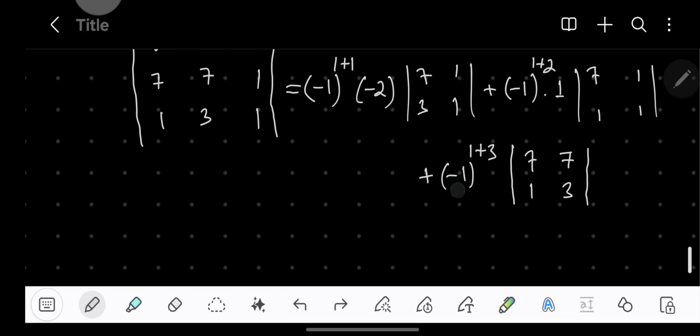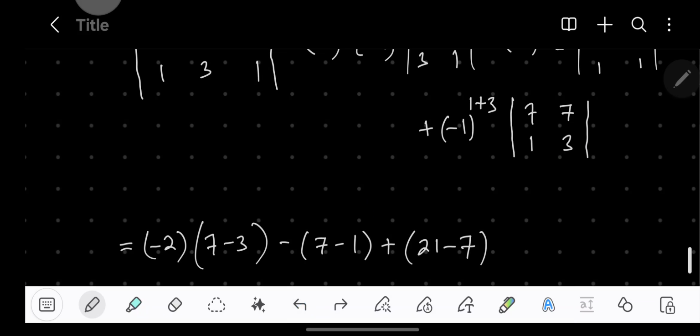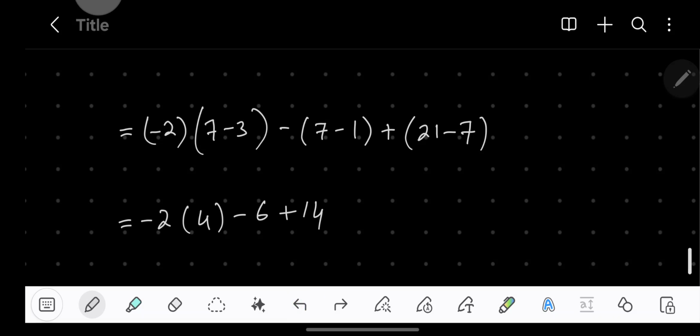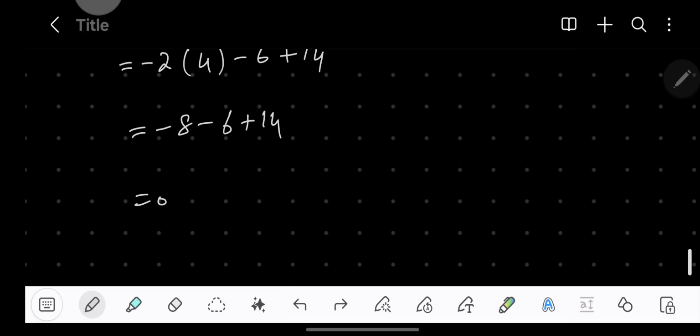So I will write these values. After simplification, you will get these values and at the end you will check it is 0. So since this is 0, you will say that the points are collinear.